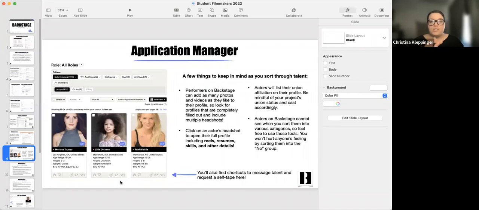Move people over into the audition bucket, move them over into the callback bucket once you have the people you like from that. But use all of these tools to help you start to sort through actors and see who you're interested in seeing in an audition room.